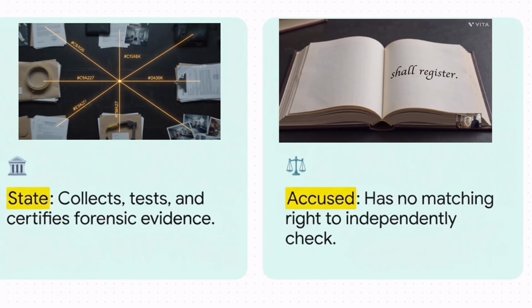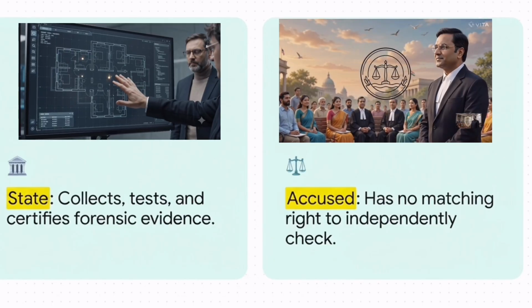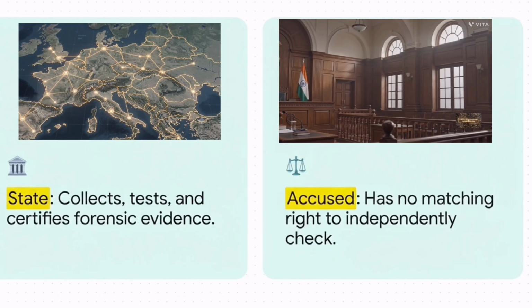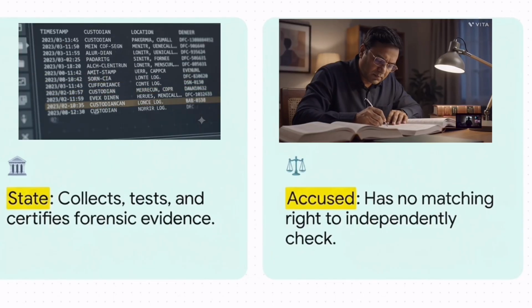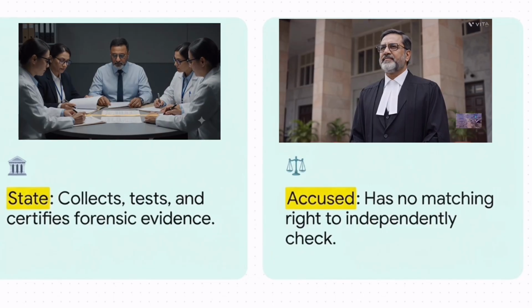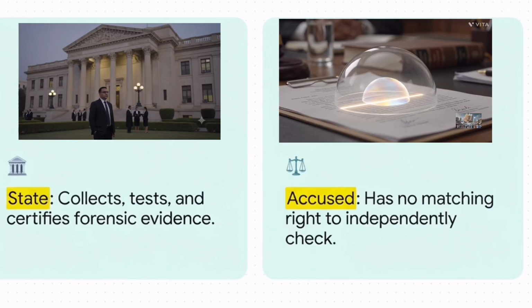On one side of the courtroom, you have the state. The state has the authority, the money, and the resources to collect forensic evidence, test it in a lab, and then certify it as undisputed fact. They literally hold every single lever of forensic power.